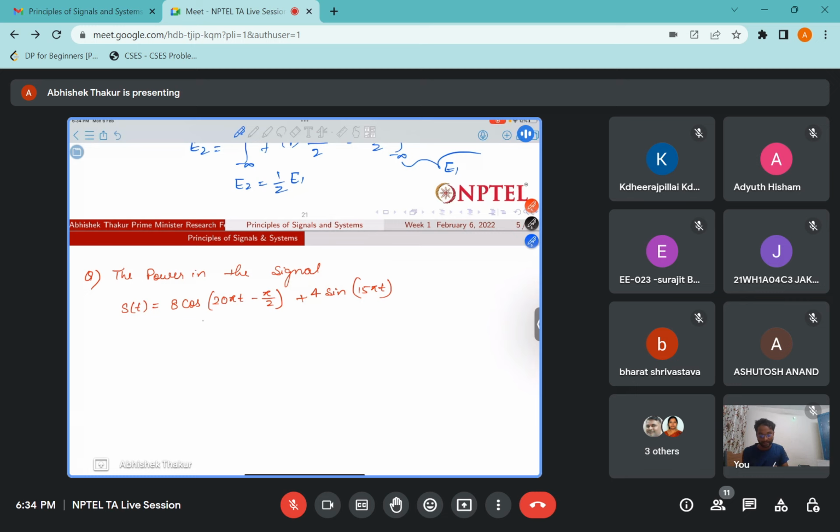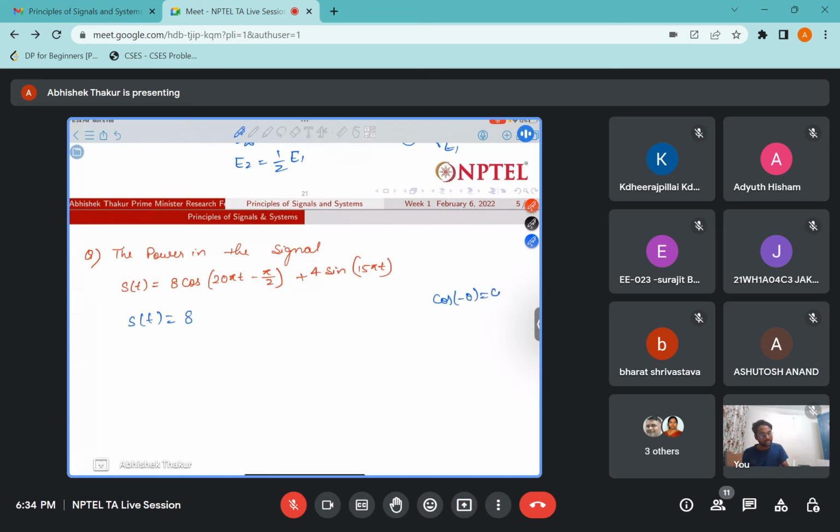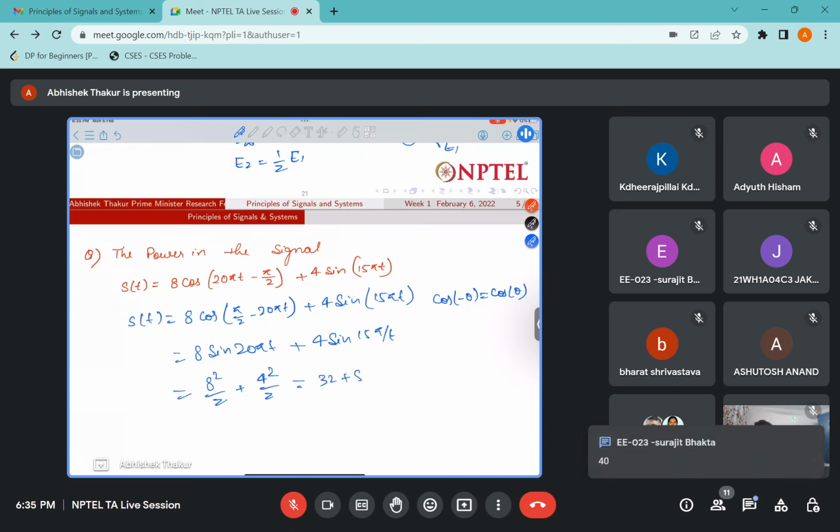So the power in the signal s(t) = 8 cos(2 pi t minus pi by 2) plus 4 sin(15 pi t). We can write s(t) as 8 cos, and since cos(-theta) is equal to cos(theta), we can write it as cos(pi by 2 minus 20 pi t) plus 4 sin(15 pi t). So we will get 8 sin(20 pi t) plus 4 sin(15 pi t). This is simple, we know that for a sinusoidal signal, the power is A square by 2, that is 8 square by 2 plus 4 square by 2, which is equal to 32 plus 8, 40. Yeah, correct. 40 is the correct answer for this.